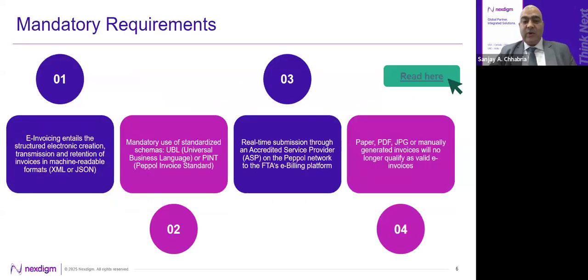So the mandatory requirements that we are referring to is that the e-invoice entails the structure, from transmission to retention of the invoice, like I did mention. This will happen through an XML or a JSON format. There is a mandatory use of a standardization scheme, which is Universal Business Language, or the PEPPOL invoice standard.